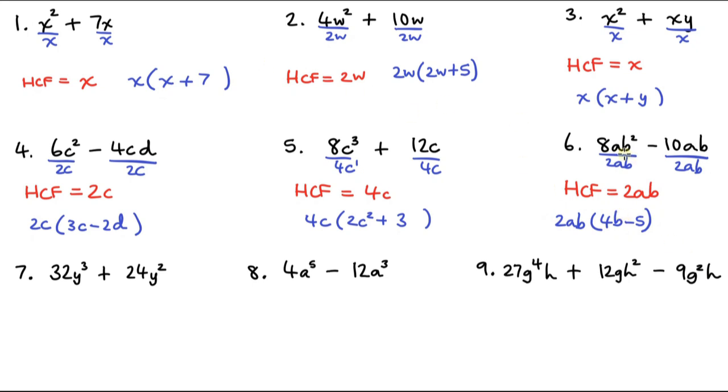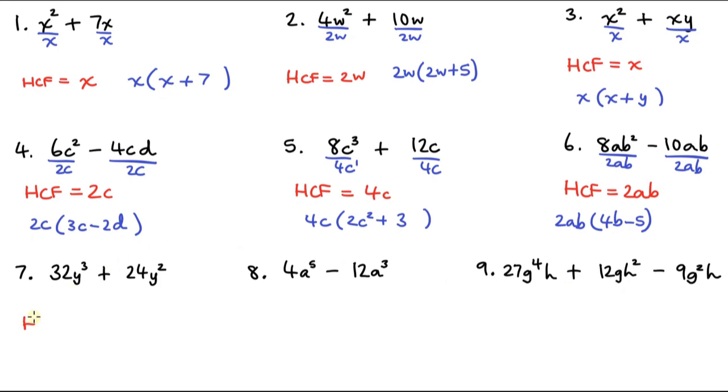Okay, now we've done 6 of them, and notice for all 6 I've used exactly the same method. So step 1, find the highest common factor. Step 2, divide both terms by the highest common factor. So nice process there for each of these. So let's move on to question number 7.